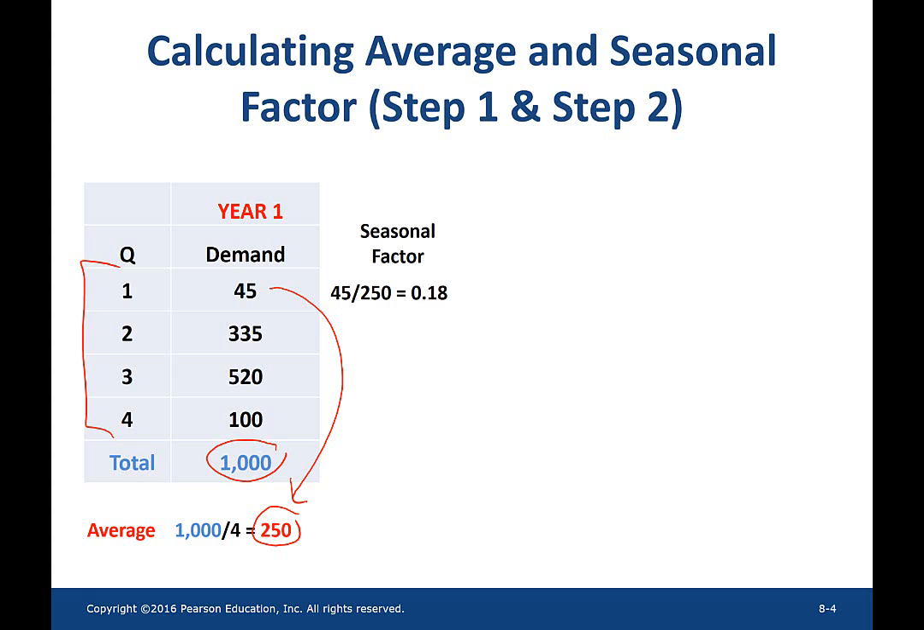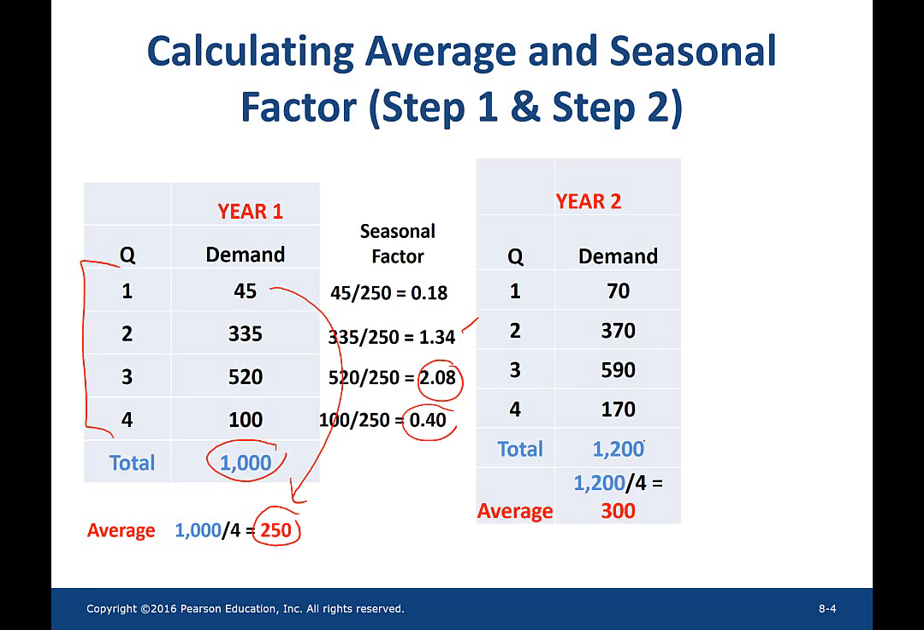And if you do the same thing for the second, 335 over 250, which gives you 1.34, so the second quarterly demand is 34% higher than the average demand. Do the seasonal factor for the third quarter, and the third quarter's actual demand is twice the average demand, right? And the fourth quarter, look at it, the fourth quarter's demand is just 40% of the average demand. So these are the seasonal factors for the first year, and you repeat it for the second year.